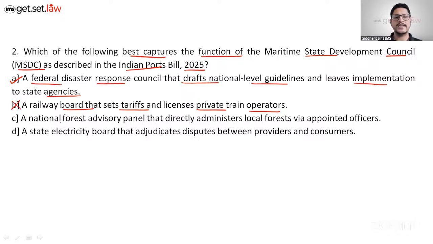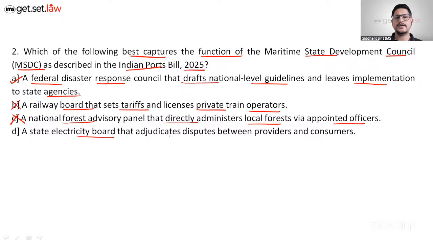Now it says a national forest advisory panel that directly administers local forests via appointed officers. Now this is not the case. It has left things planned at the center, state and multiple bodies, they allow it. So MSDC is not going to control everything centrally, rather it is giving its power. They are just issuing guidelines. They're not the controlling body. That's why they can't directly administer.